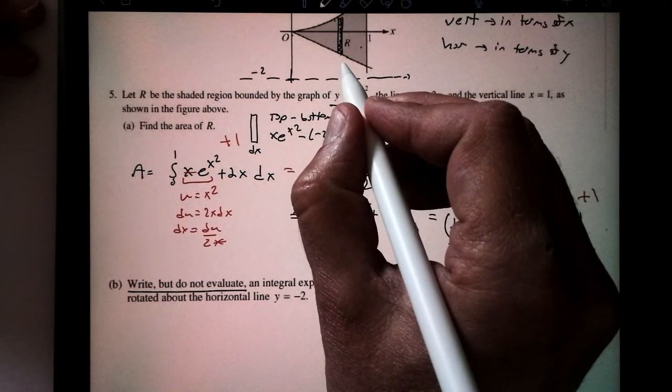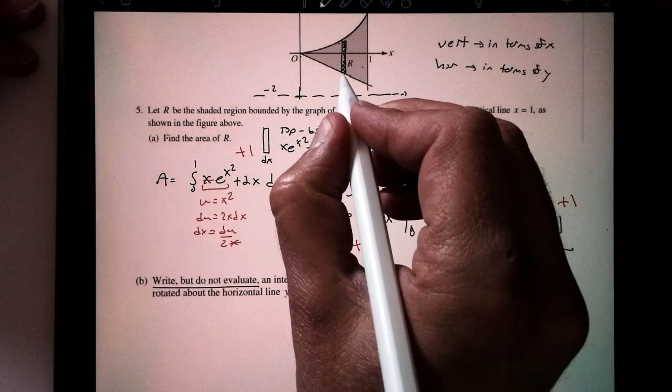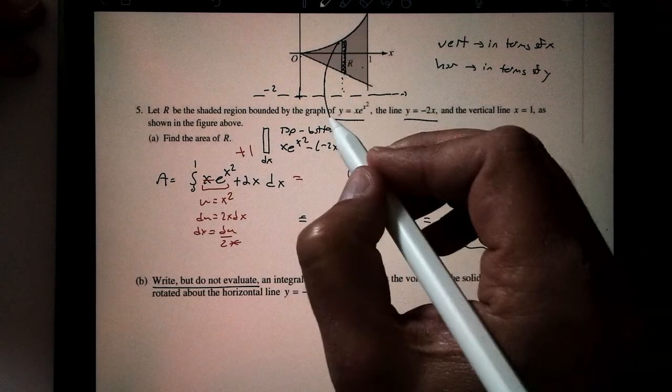So if you notice, when we look at our rectangle of mathematics here, we are going to get our washer if we were to revolve all of this. We would get our washer method.